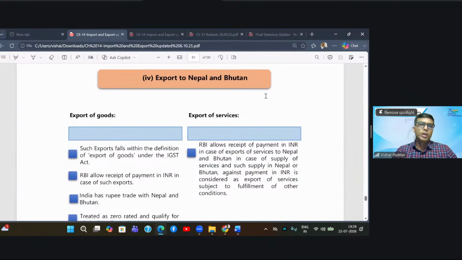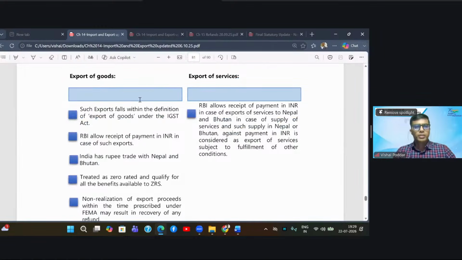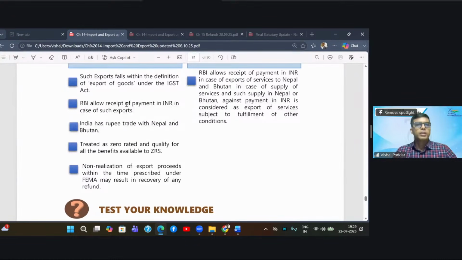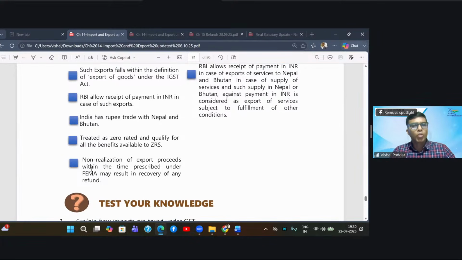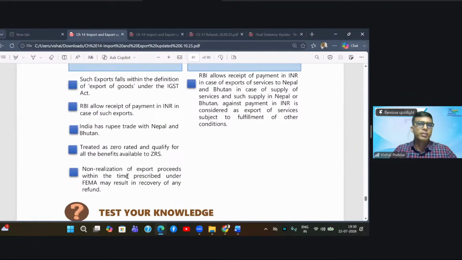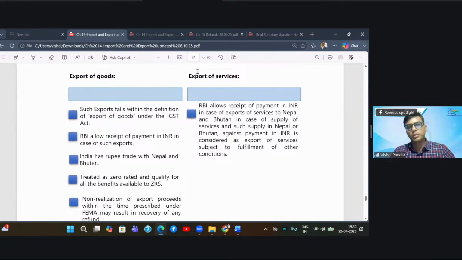Now we come to another special case, that is export to Nepal and Bhutan. What it says: export of goods. Such export falls within the definition of export as per the IGST Act. RBI allows the recipient of payment even in INR. India has a rupee trade with Nepal and Bhutan. That is why INR is allowed. It is strictly zero rated and eligible for zero rating benefits. Non-realization of export proceeds within the time limit of FEMA may result in the recovery of the refund amount.